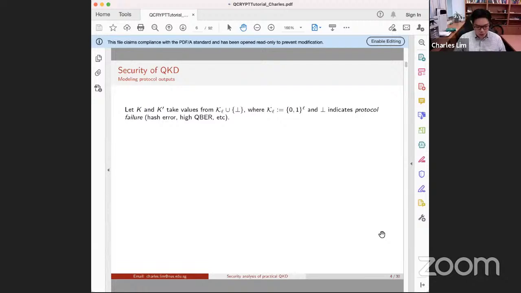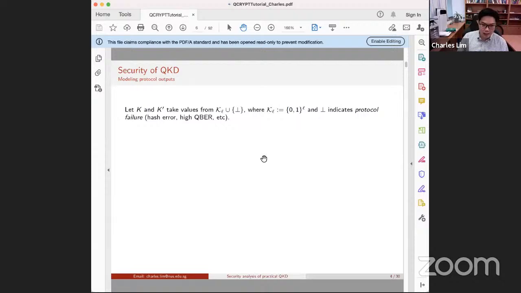So let us put a bit more specifics into the protocol proper, or the definition proper, right? Here we assume that K and K prime, Alice and Bob's output keys respectively, can take values from some L-bit string, which is determined by this pool here. And then you also need to consider the case where Alice and Bob would also be able to produce an abort signal, right? And this would typically mean that the protocol has failed.